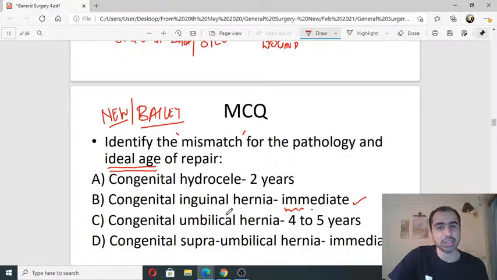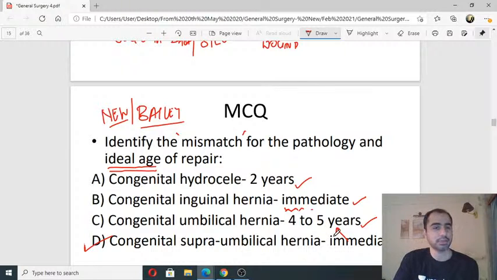Dr. Jyoti Sharma says congenital umbilical hernia 4 to 5 years. If not 4 to 5 years, then when should we operate it? If you're saying this is wrong, what is the ideal age? Guys, this is not the kind of question you should get wrong. Let me be honest, it's not the kind of question you can make a mistake in. Congenital umbilical hernia immediate? No, this is correct. Congenital hydrocele 2 years. This is also correct. This is the incorrect answer. Supraumbilical hernia is also operated at 4 to 5 years of age.